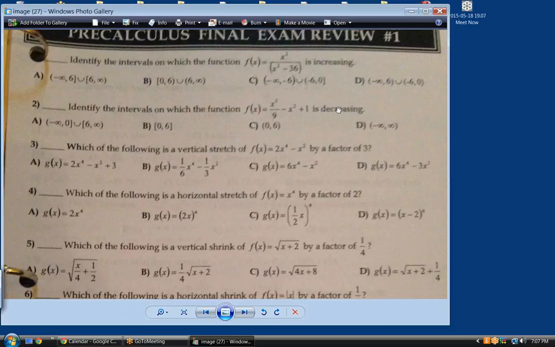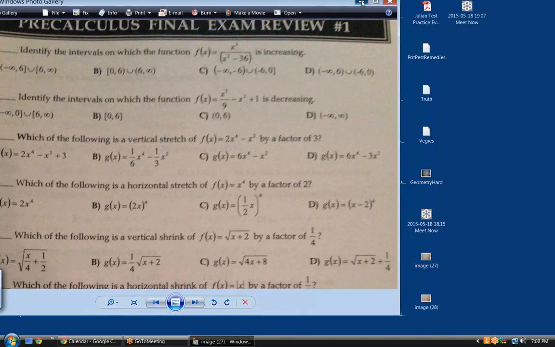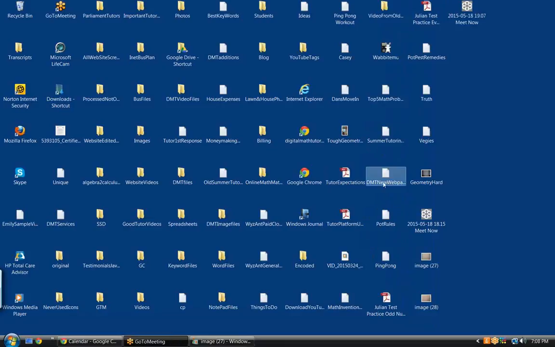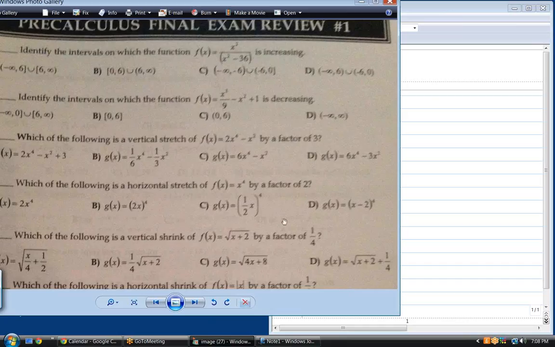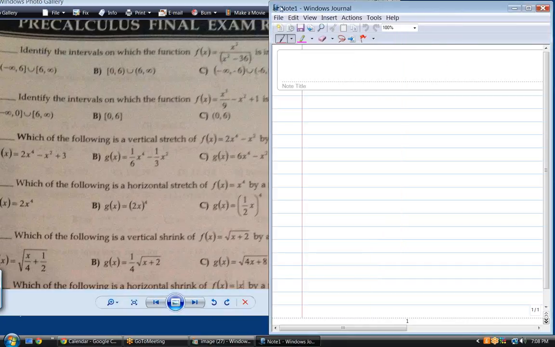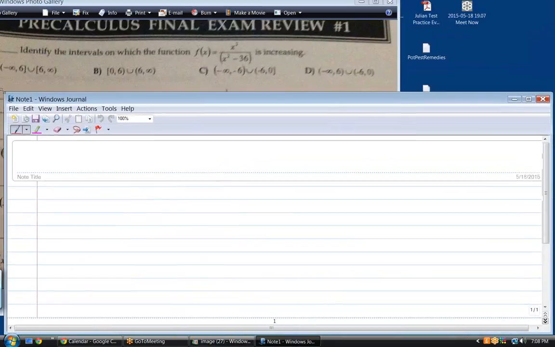So how are we going to do number one? One moment. One second. Let me open up my drawing also, and I can put it underneath it.